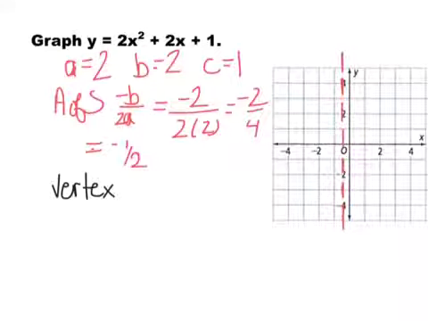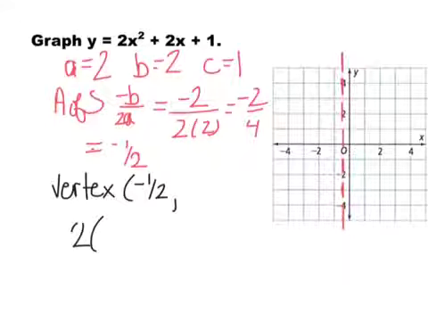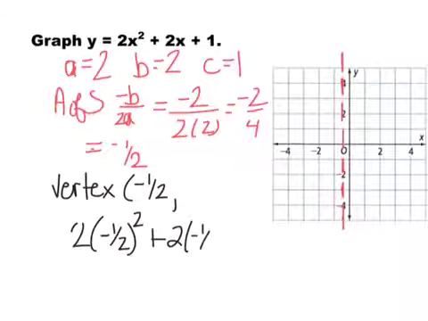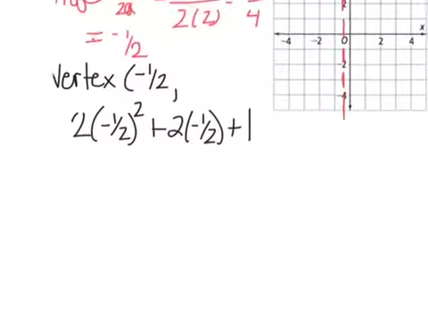And we again just found that the x-coordinate is at -1/2. So I just need to find the y-coordinate. I'm going to do that by plugging in a -1/2 into my original equation. So I have 2 times -1/2 squared plus 2 times the -1/2 plus 1. Doing that math and solving that equation.